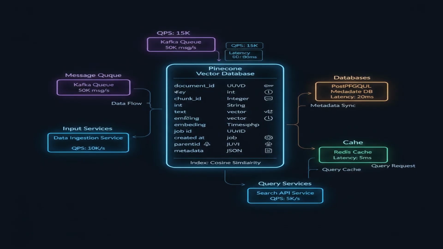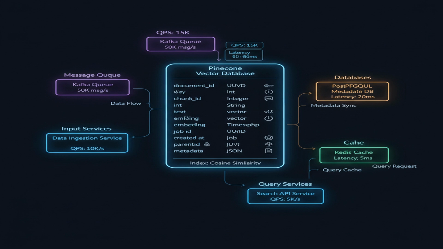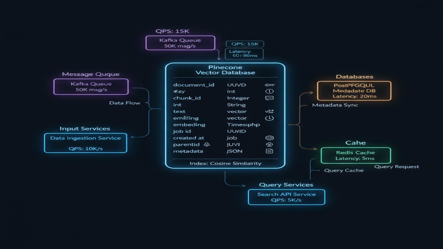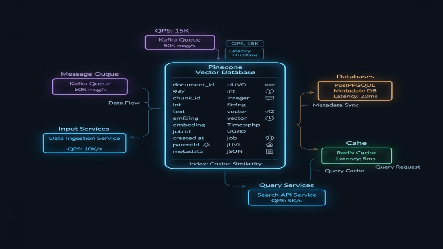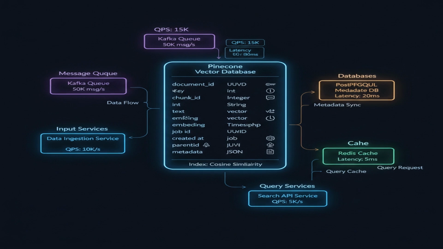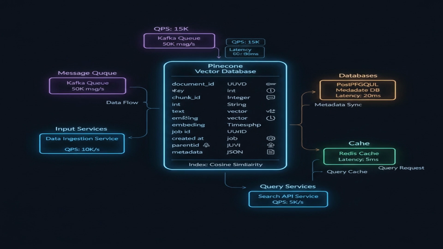We'll use a vector database like Pinecone because it's designed for high-dimensional vector storage and fast similarity search. Pinecone uses specialized hardware and indexing techniques to achieve low-latency queries. The schema will include document ID, UUID, chunk ID, integer, text, string, embedding, vector, created at, timestamp, job ID, UUID for data ingestion pipeline, and parent ID for data lineage tracking. Pause and think, what's missing from this schema?